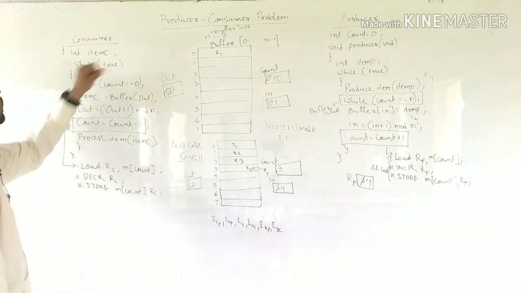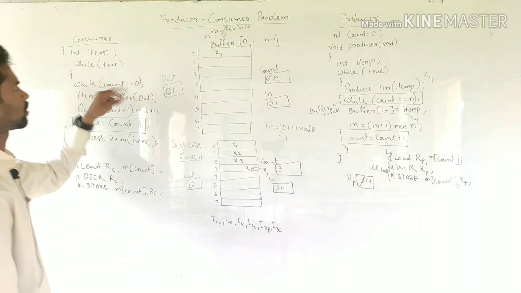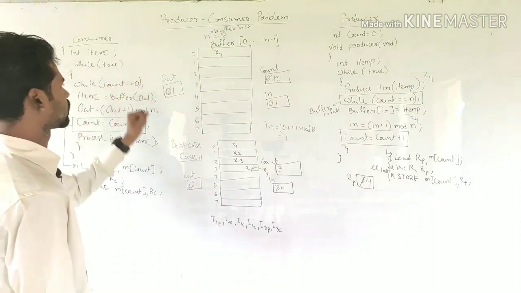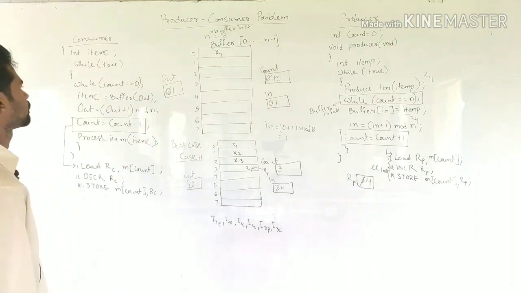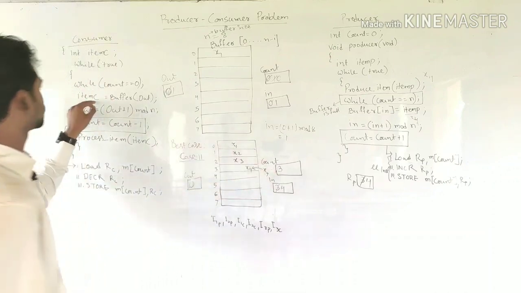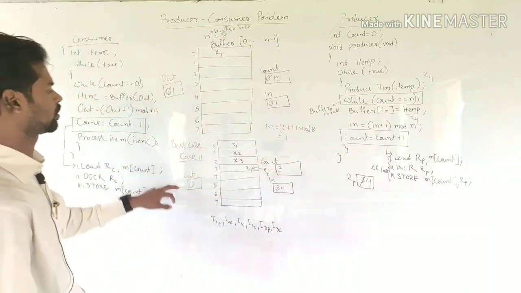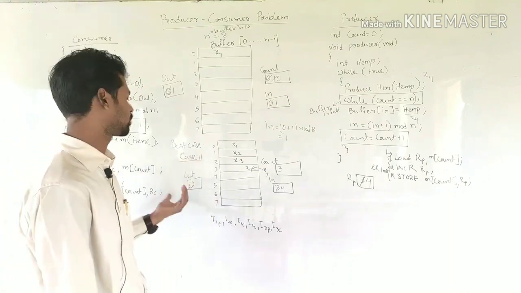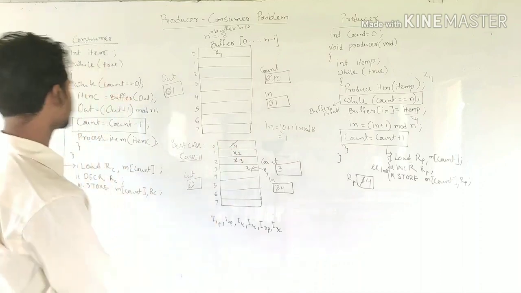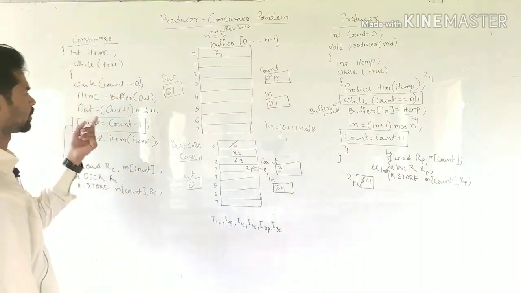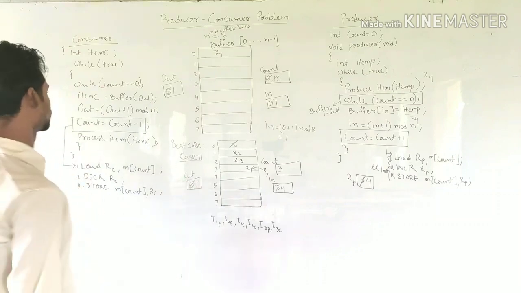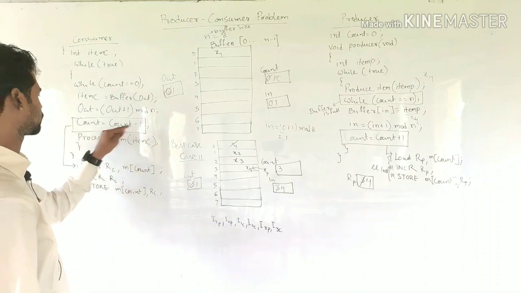So here int item C, while true, while count equal to 0, count is not 0 here, then count is 3. So now item C equal to buffer out, out is 0, no item is consumed before, so x1 will be deleted. Now out value will be incremented, out plus 1, that is 1. Now count equal to count minus 1.